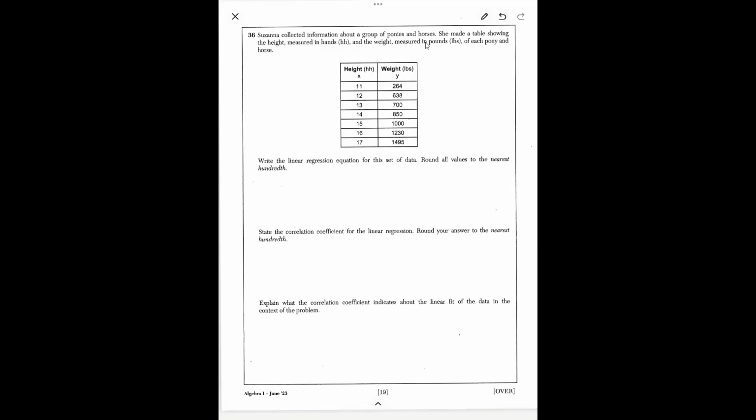I'm going to do the second regression from the packet. This one is about ponies and horses and their height and weight, and they want to see if there's a correlation between the height and weight. And they also want to know the equation.